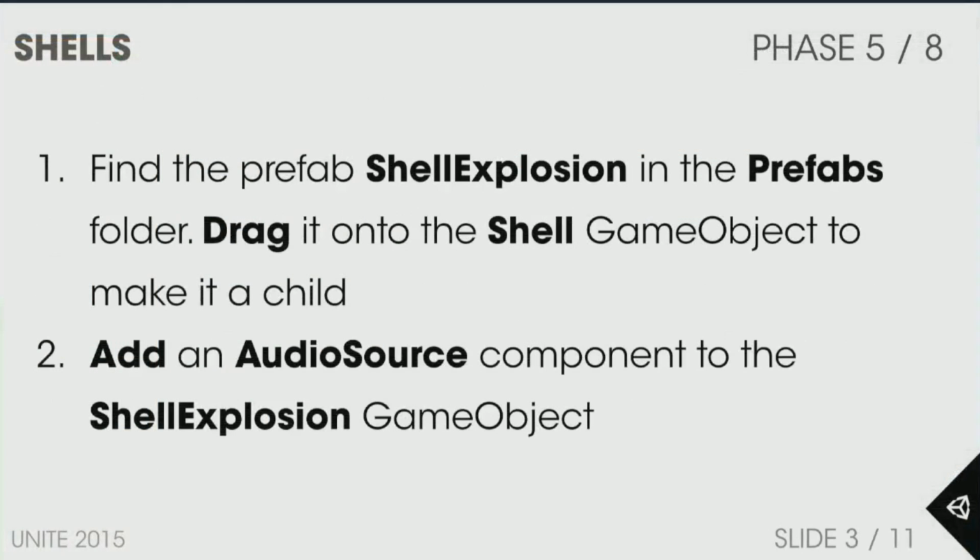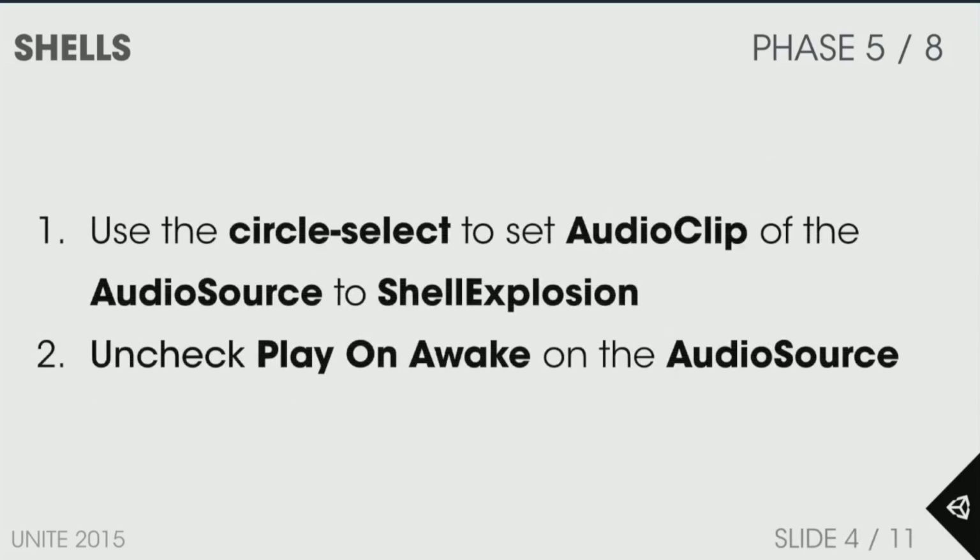Quick recap. So we've got our shell explosion prefab. We had to make it a child of the shell game object, so it's going to travel with it and then do its thing as soon as it hits something. We added an audio source to that so that it's able to play back sound, and we've used circle select to set the audio clip to shell explosion. We don't want it to play as soon as it enters the world, so we only want it to play as soon as it impacts. So we uncheck Play on Awake.